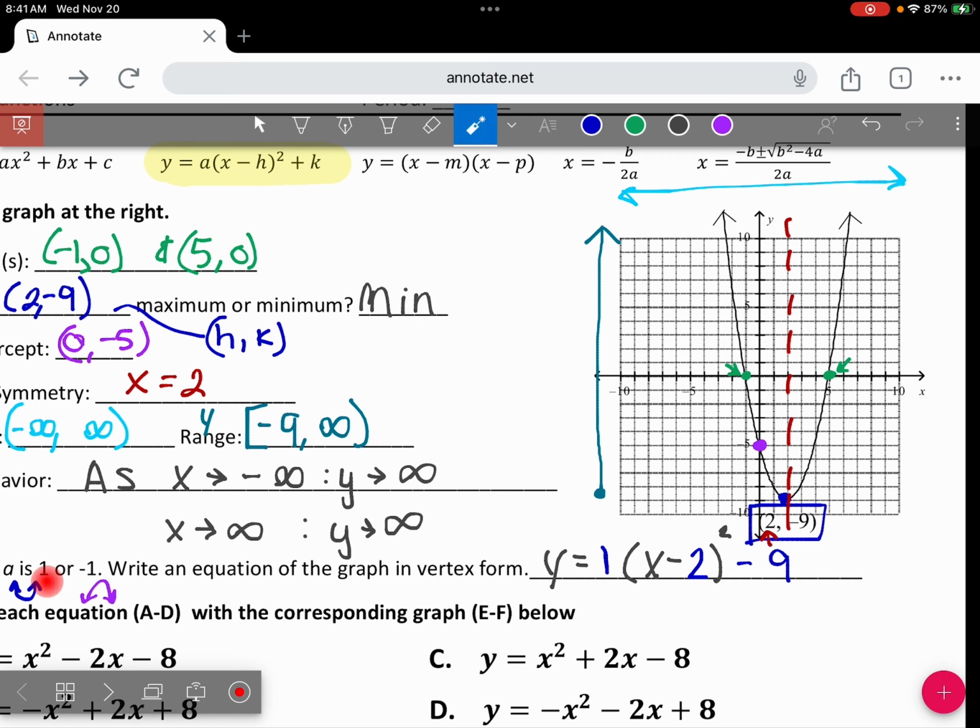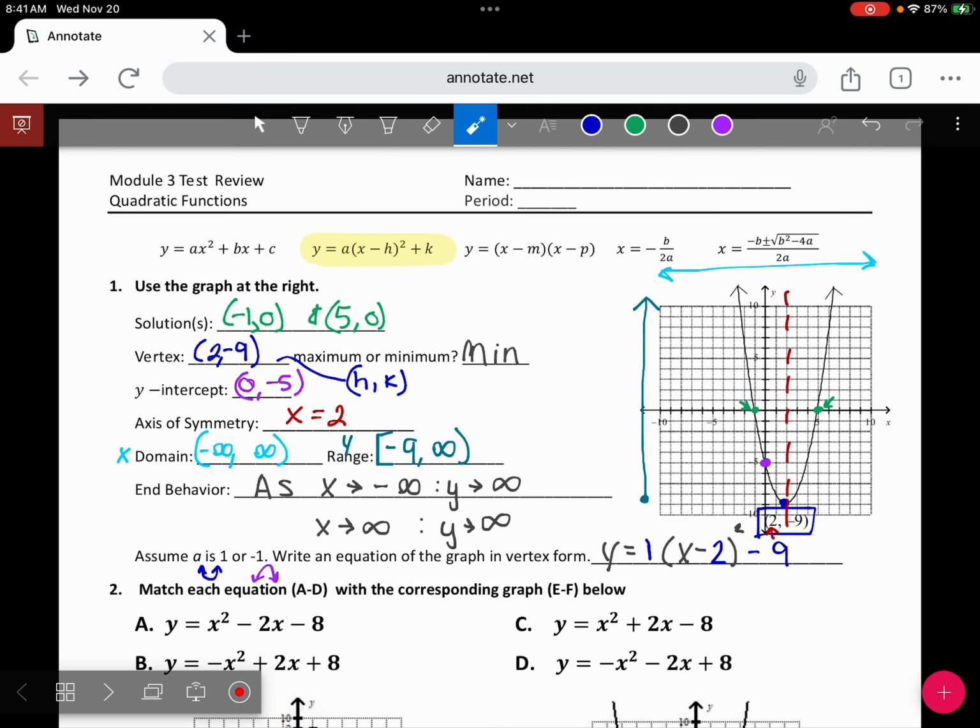So really the only choice we have to make is, is this a happy face or is it a frowny face, and plug in our vertex. Okay? A little clear? Cool.